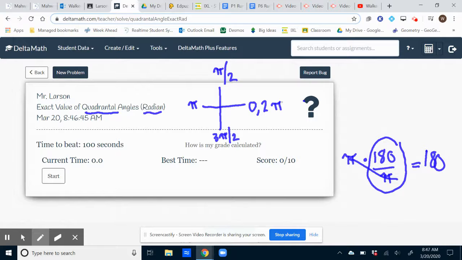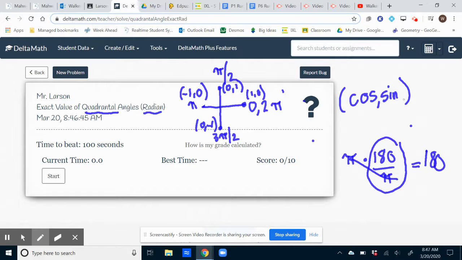Okay, now the key to this skill is going to be the endpoints on a unit circle. The endpoint here, if the radius is 1, is 1, 0. Up here at pi over 2, it's 0, 1. At pi, negative 1, 0. And then at 270, or 3 pi over 2, is where we have 0, negative 1. Okay, and then remember, it is cosine, comma, sine. So the x value is the cos, the y value is the sine.